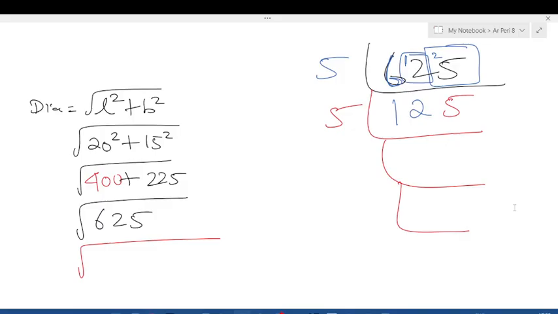So the square and square root concept is very important. Most important concept.